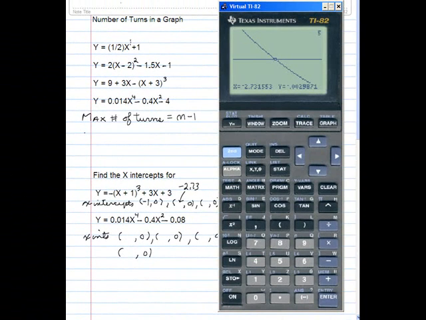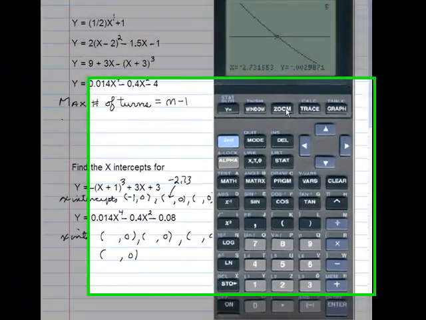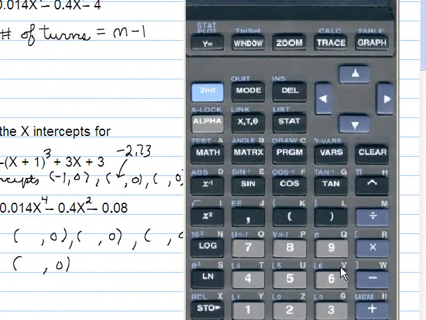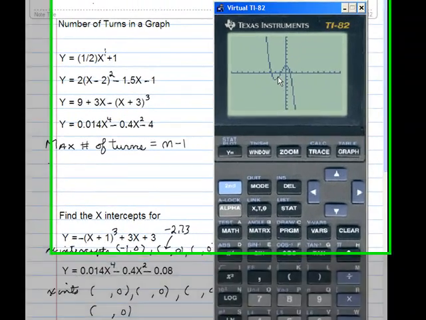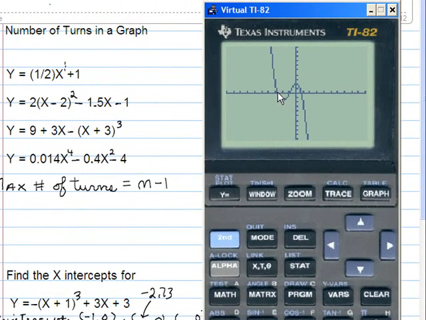Well, that leaves us just one intercept to find. If we go back to zoom 6, we've found this intercept. That was at -1. We've found this intercept. That was at -2.73, and that's kind of what it looks like. Now we need to find this intercept. And I want to point out that there's a better, slicker, faster way to find intercepts. And I want to show you what it is. It involves something called second trace 5.